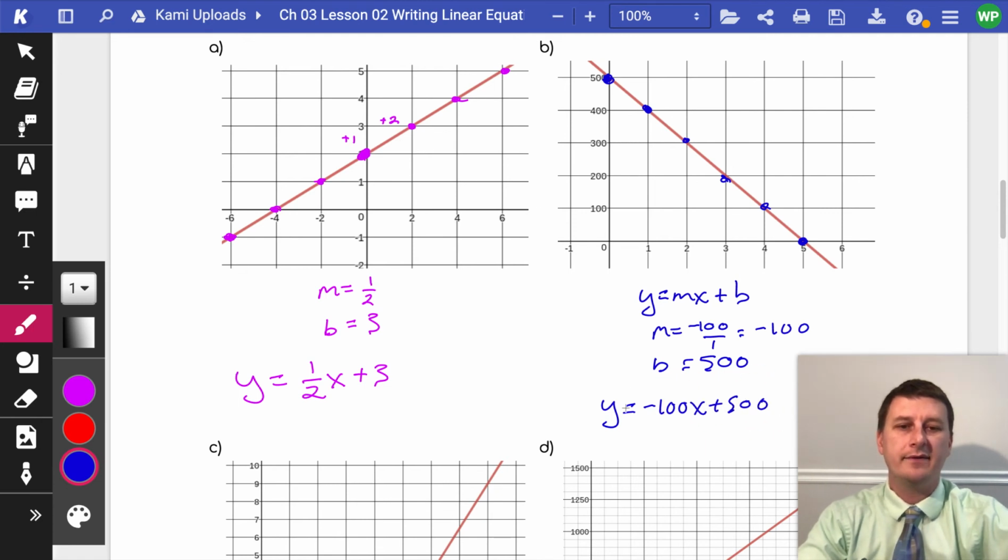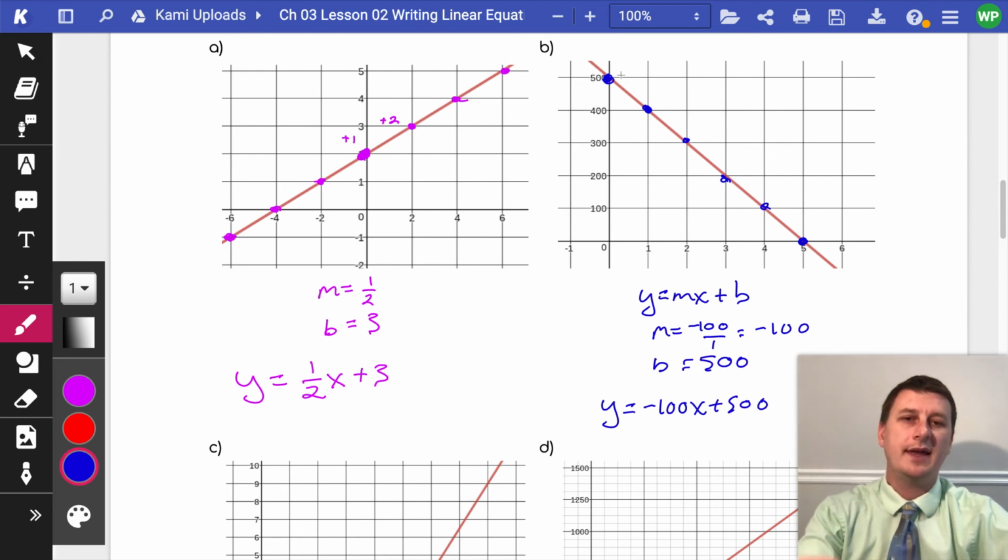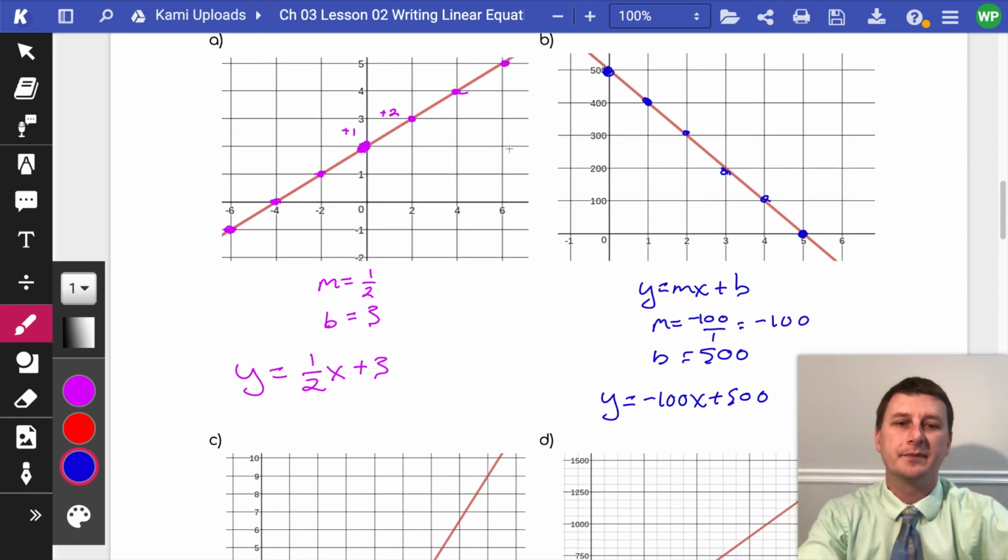And there we have the equation of this line that you see in the graph. You just took that graph of this line and were able to give an exact equation that represents every single point on that line.